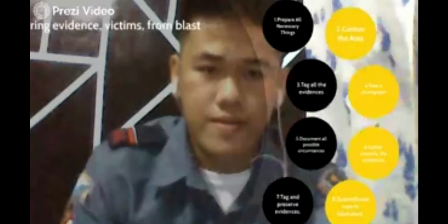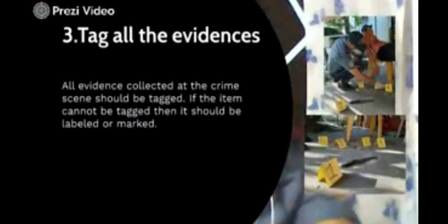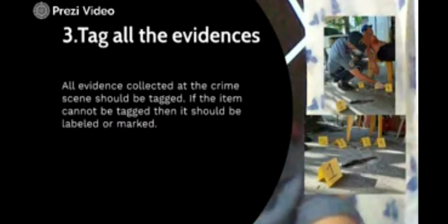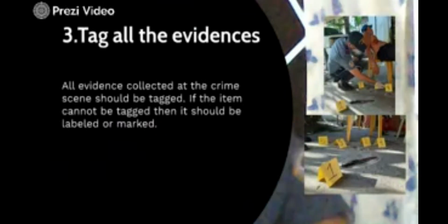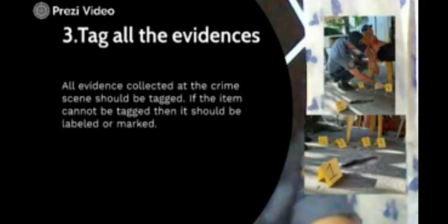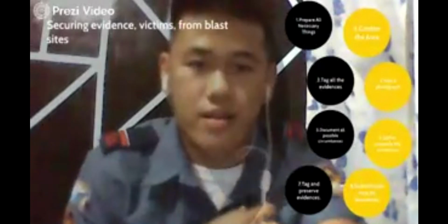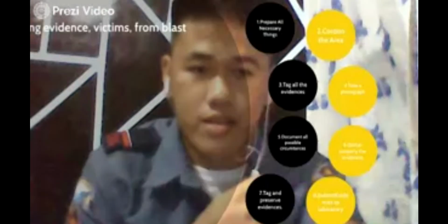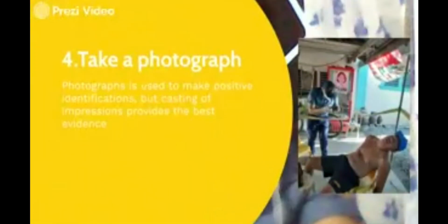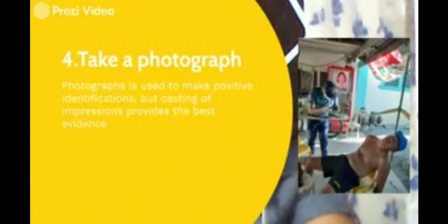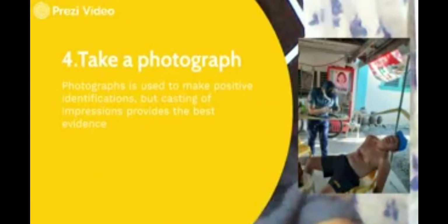Next, tag all evidence. All evidence collected at the crime scene should be tagged. If the item cannot be tagged, then it should be labeled or marked, like what you can see on the picture I put. Take a photograph. Photograph is used to make positive identification, but casting of impression provides the best evidence.